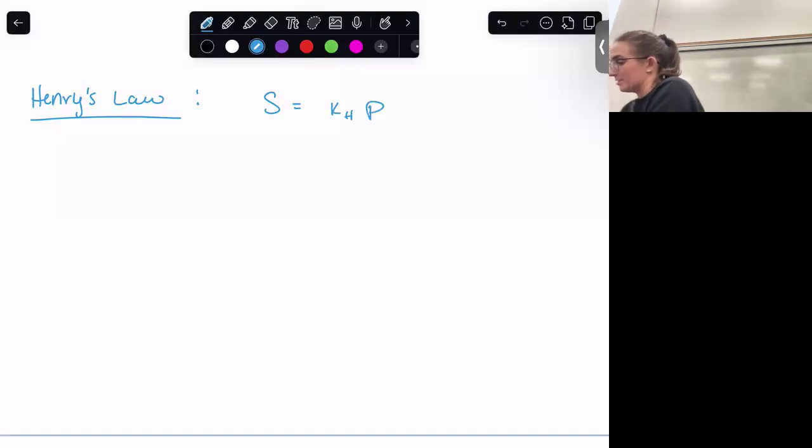Yep, perfect. So what is S? And so entropy will always be delta S. So this is in units of mole over liter, which is also concentration.